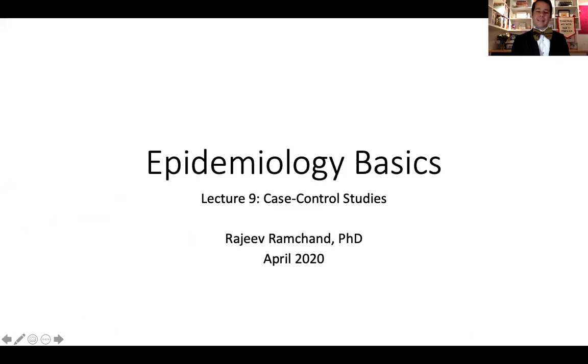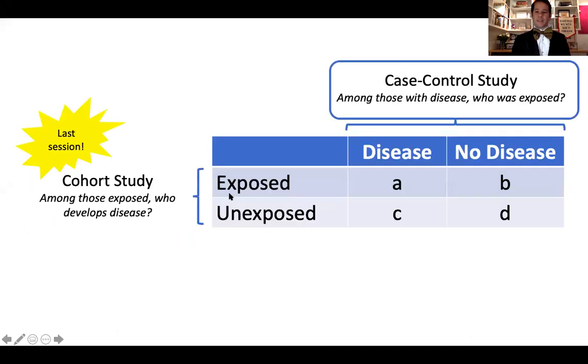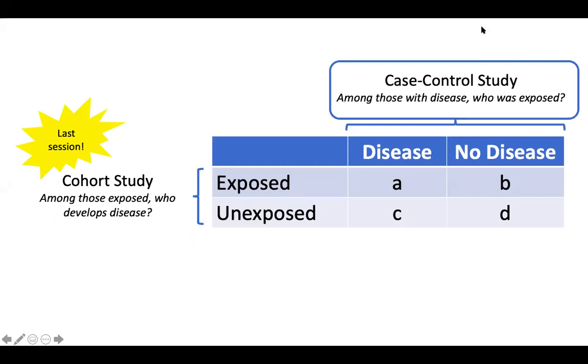Last session, we discussed cohort studies on this left-hand side, where we could estimate among those exposed who develops the disease. Sometimes we don't have that luxury to find a population of people without the disease and follow them over time and see who gets the disease and who doesn't. In which case, control studies are an attractive alternative.